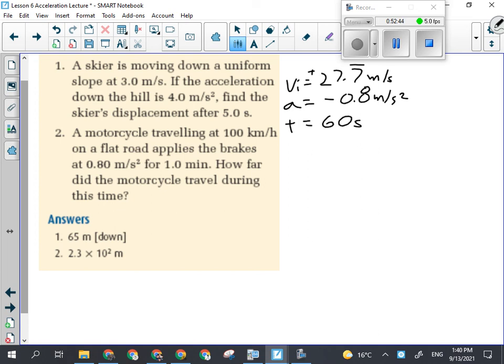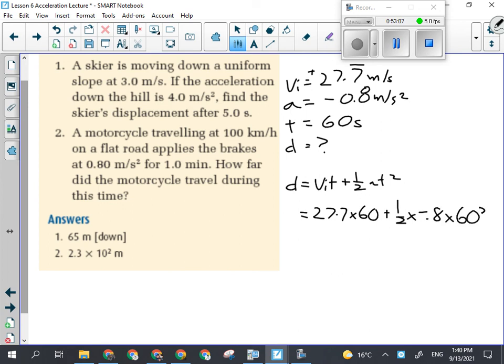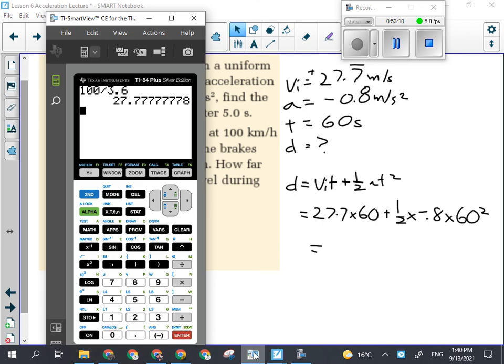How far did it travel? So we're looking for D. Again, we don't have to manipulate, but we do have to make sure that we take direction into account when we use this formula. So VI is going to be our 27.7 times 60 seconds plus 1/2 times negative 0.8 times 60 squared. So we punch all that in. We're going to take that number as it is, multiply it by 60, and then add to that 0.5 times negative 0.8 times 60 squared.